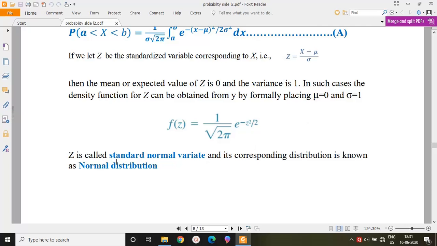Then z is known as the standard normal variate and its corresponding distribution is known as normal distribution. In your examination, a question is asked: what is the difference between Gaussian distribution and normal distribution? You can say that normal distribution is a special form of Gaussian distribution whose mu is 0 and standard deviation is 1. Mean 0, standard deviation 1.